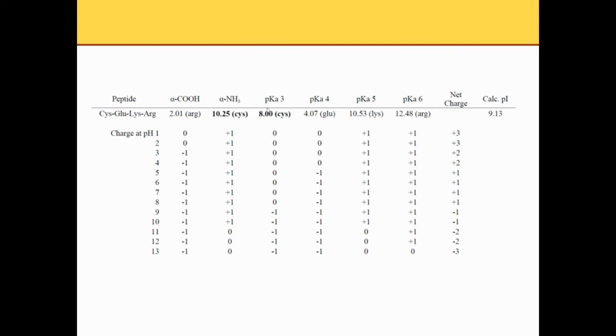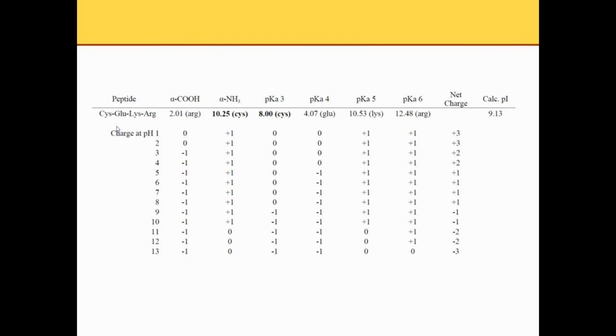And then you pick these 2 in the middle. So 2.01, 4.07, and 8, and 10.25, 10.53, 12.48. So these 2 numbers are in the middle. You take these 2 numbers and average them. That gives you the pI for this peptide. Okay, any question? What 2 numbers? The 2 numbers in the middle.